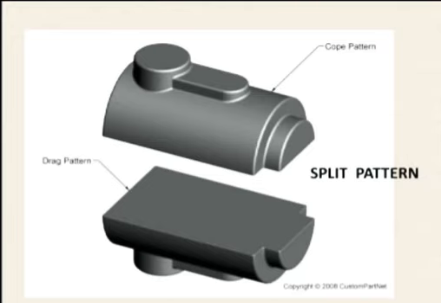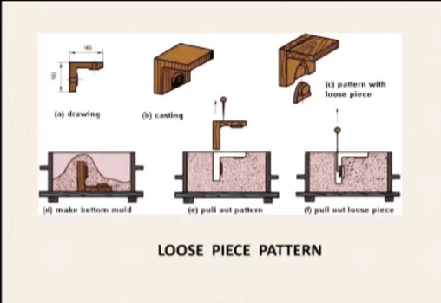Some of the more complicated castings may require the pattern to be split into three or more pieces. In the loose piece pattern, in some cases the casting may have a small projection or overhanging portion. These projections make it difficult to withdraw the pattern from the mold. Therefore, these projections are made as loose pieces. They are loosely attached to the main part of the pattern, and the mold is made in the usual way. When the main pattern is withdrawn from the mold, the loose piece slips off and remains behind in the mold.